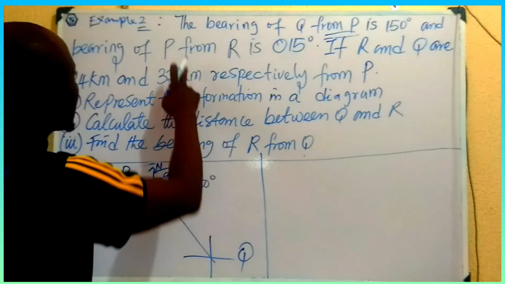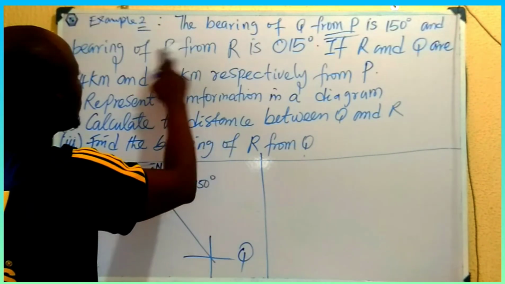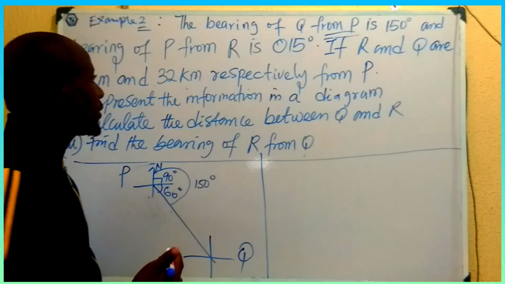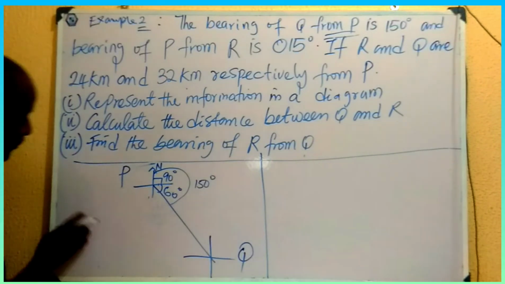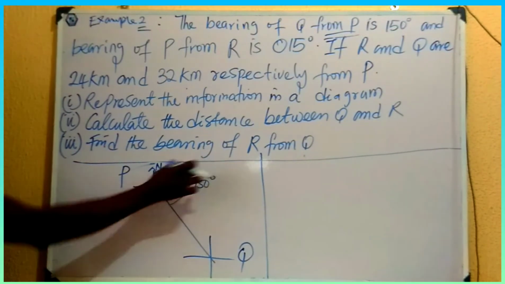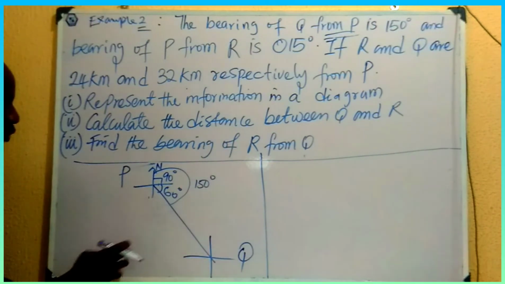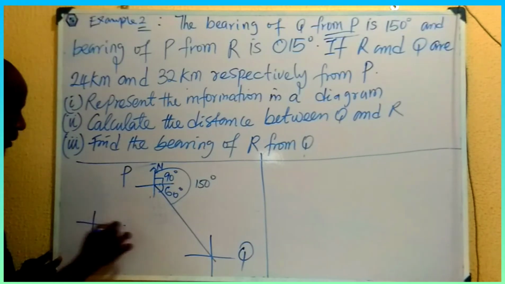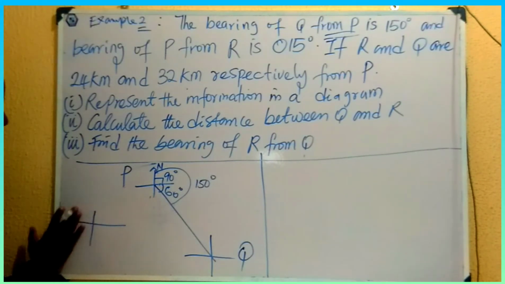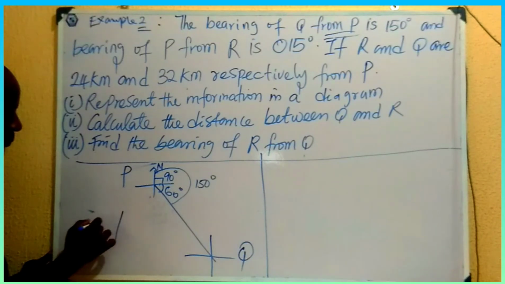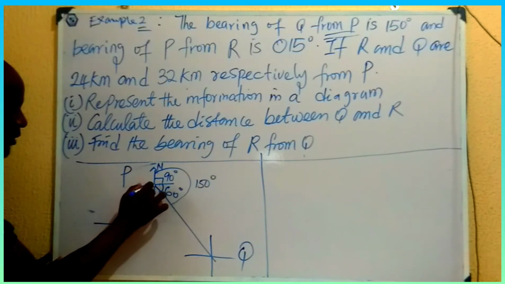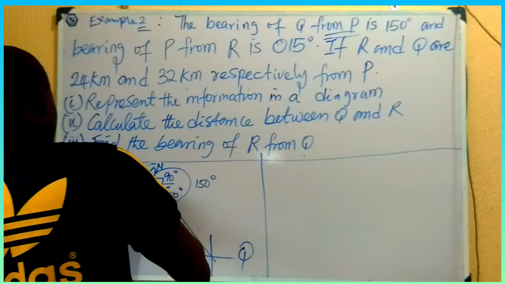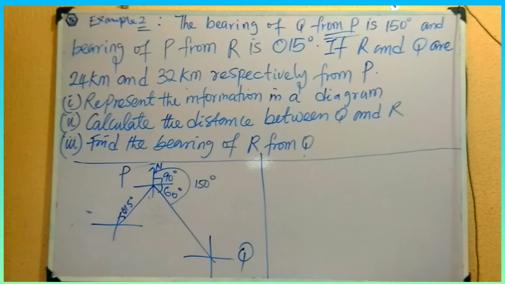Now let's say R, the bearing of P from R is 015 degrees, which means 15 degrees, right? So you are going to look for a perfect position so that you can move 15 degrees back to Q. I think the position is around here. To travel 15 degrees, you must be somewhere around here. I can even bring it closer. I can travel 015 degrees. Right? Okay.